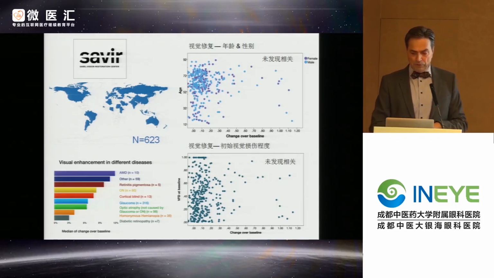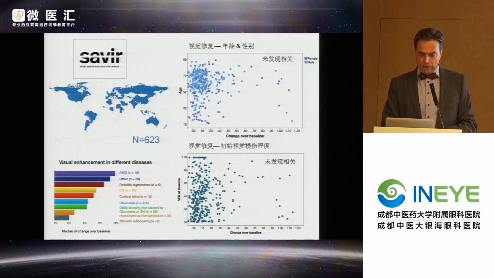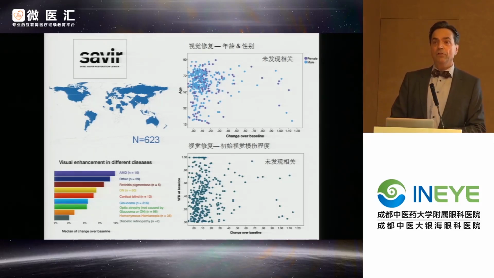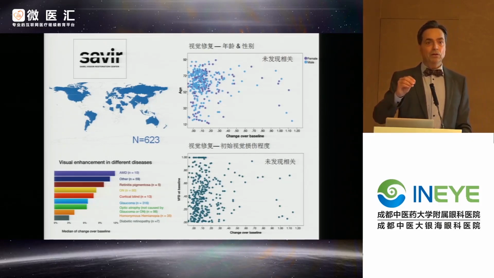This is a visual function as a change over baseline in terms of visual field size. So the improvement is not dependent on age.